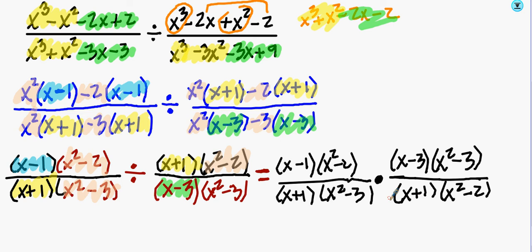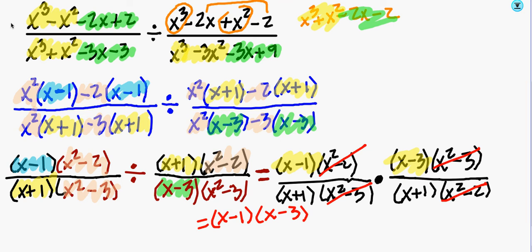Now if we look at our fraction, we can see that we can cross out x squared minus 2 from the top and bottom. We could also cross out x squared minus 3 from the top and bottom, which leaves us with the following. So on the top, we're going to have x minus 1 times x minus 3.